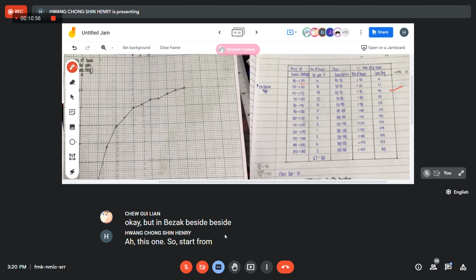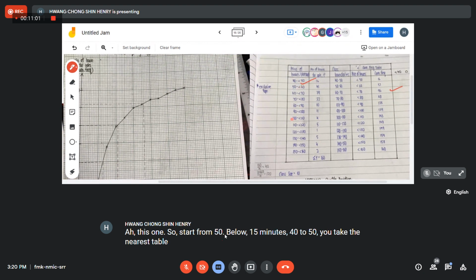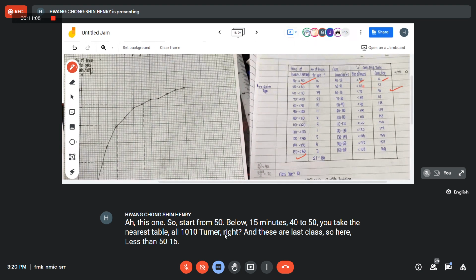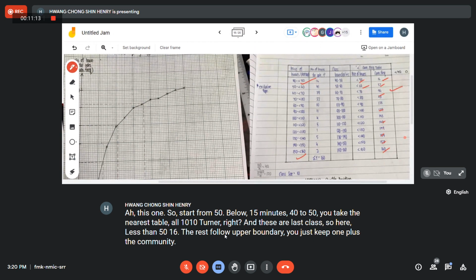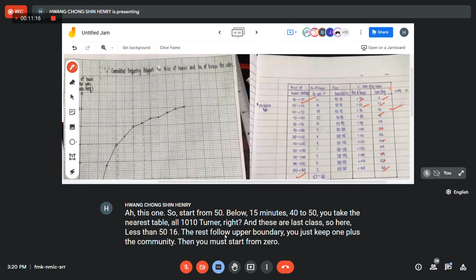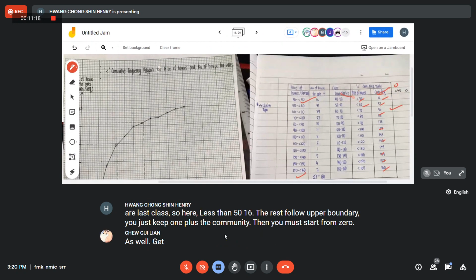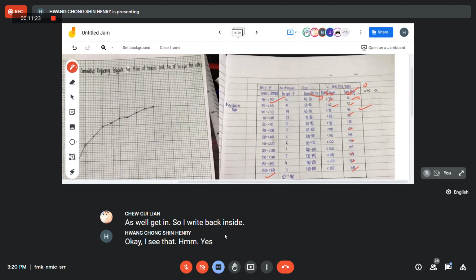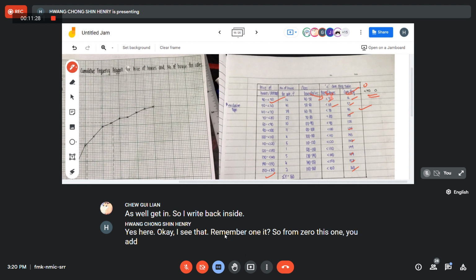So start from 50. Below 50 means 40 to 50. You take the nearest table, all 10, 10, 10, right? And this is the last class. So here, less than 50 is 16. The rest follow upper boundary. You just skip one plus the cumulative. Then you must start from 0. I forgot to add it in, so I write it back. Remember, everyone, start from 0. This one, you add one more upper boundary, which is 40.